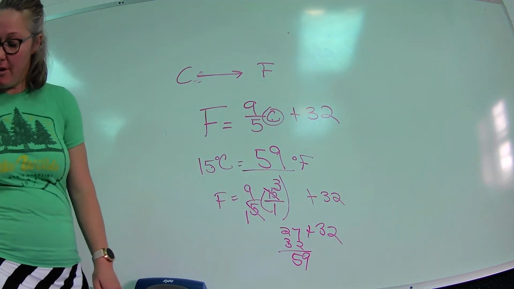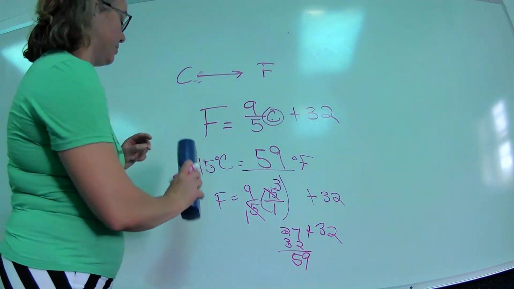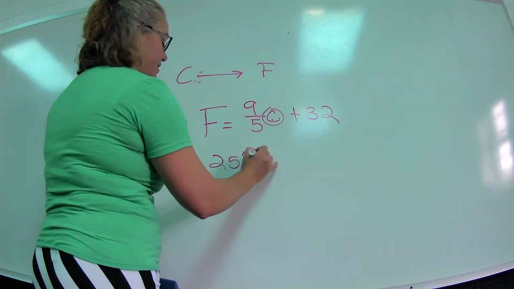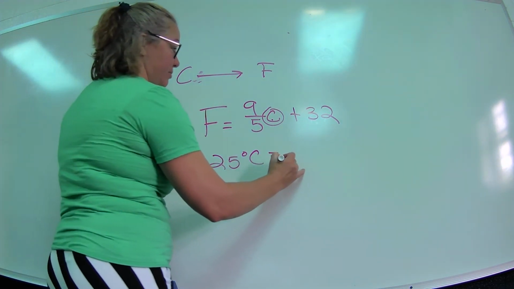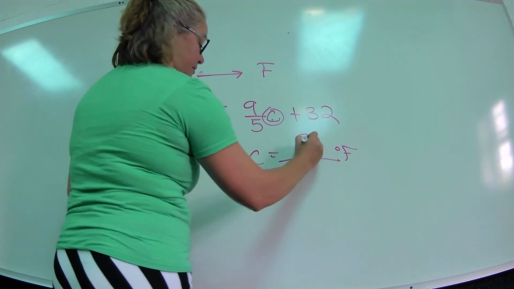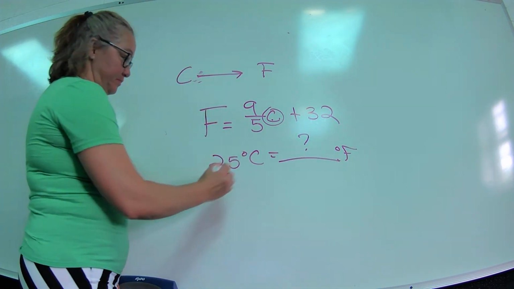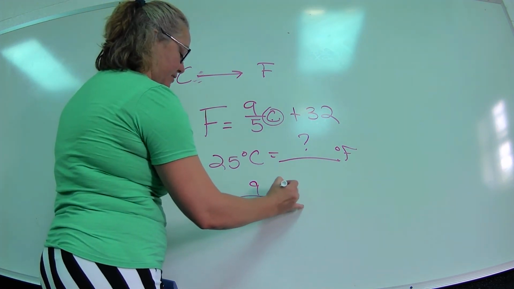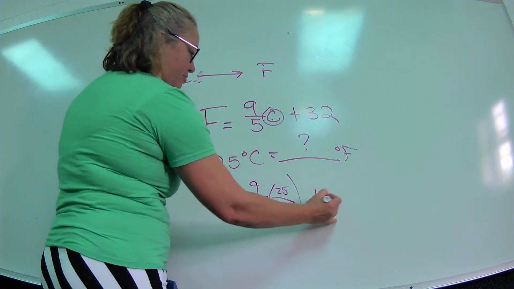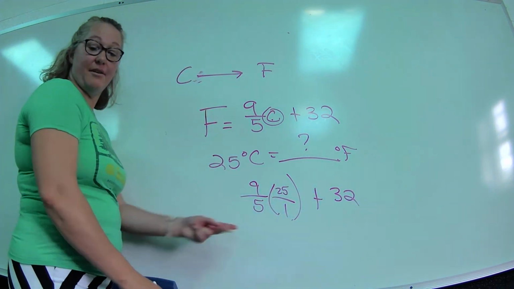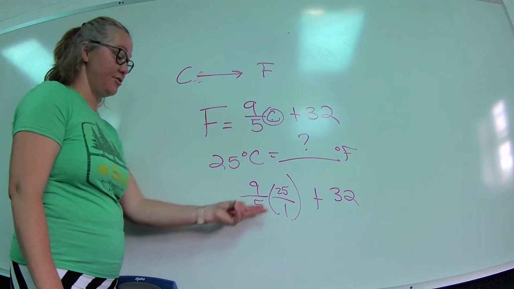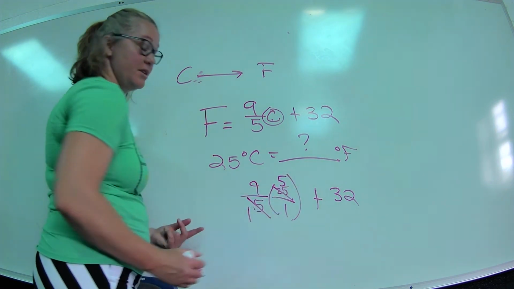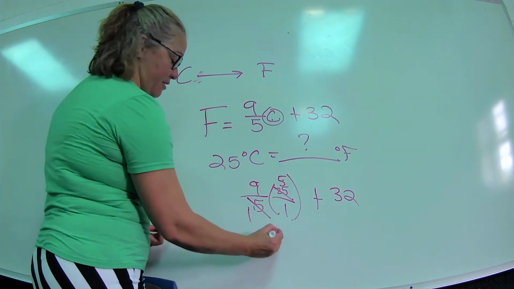All right, I'm going to put a few more up here, and let's see how we do. What if I put 25 degrees Celsius equals blank degrees Fahrenheit? All right, so I'm going to use my formula here. 9/5, 25 over 1 plus 32. Now, I can do this multiplication first. Again, I can use cancellation. 5 goes into 5 once. 5 goes into 25 5 times. Now I have to do 9 times 5, 45.